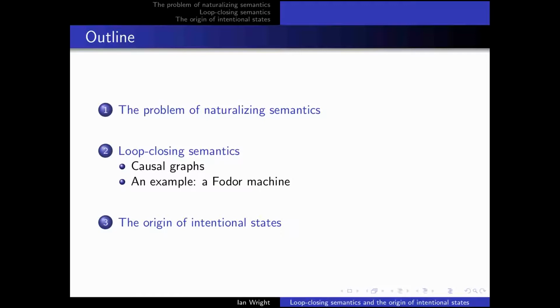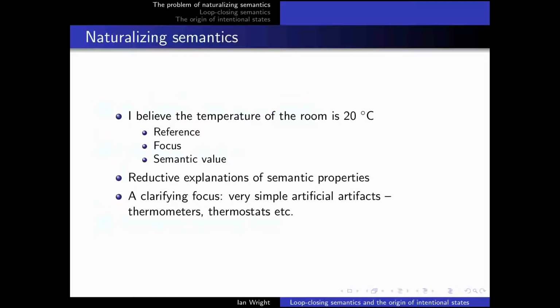So say I believe the temperature of the room is 20 degrees. Now obviously my belief is not the same thing as the temperature of the room. In other words, my belief refers to or represents some other thing. And my belief doesn't refer to air pressure or the time of the day. It has focus. It refers to a specific subset of the world. And my belief can be wrong. It can misrepresent the world. It has semantic value. It can be true or it can be false. And the question is, can we reductively explain these intensional properties of reference, focus, and value in terms of non-intensional properties?